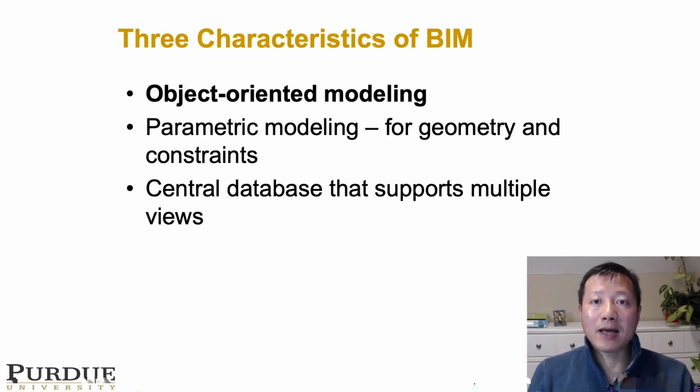In our last lecture, we talked about the three characteristics of BIM, one being object-oriented modeling, one being parametric modeling for geometry and constraints, and the other one being the central database that supports multiple views. So this slide sets up the context for this video, talking about object-oriented modeling.